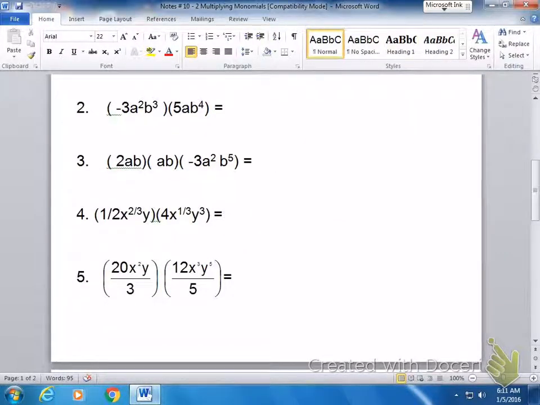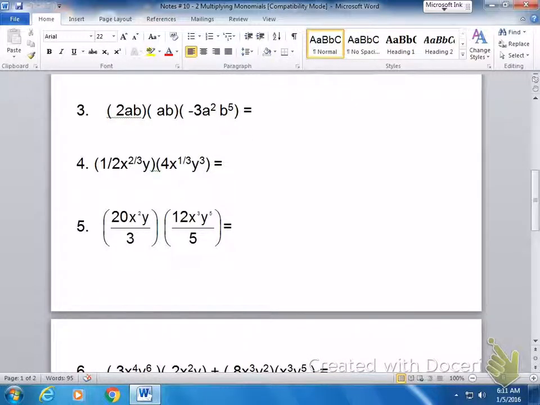It's got some fractions in it, but that's okay because it's multiplication. We don't have to worry about common denominators. So let's look at the numerators first and do what we've been doing. First, I have 20 times 12. It's kind of a big number, but you have calculators. I got 240.